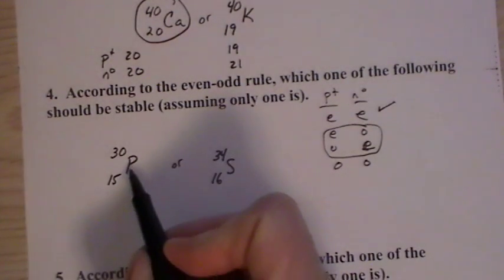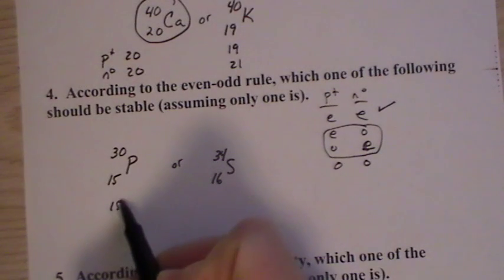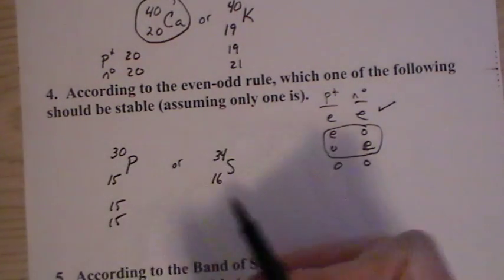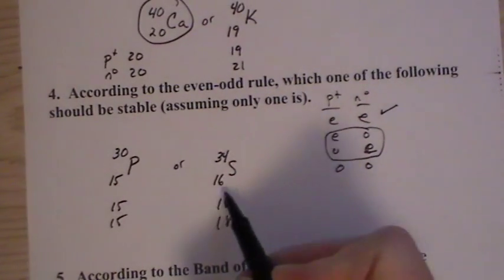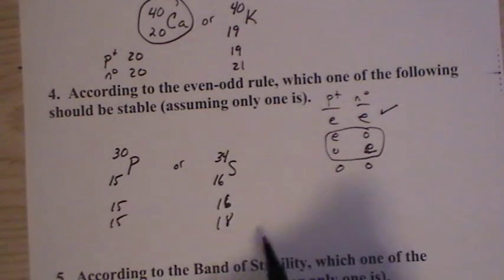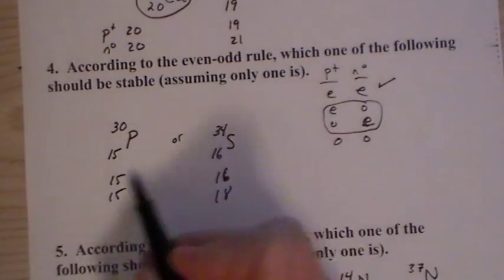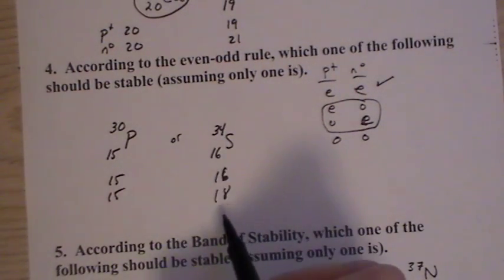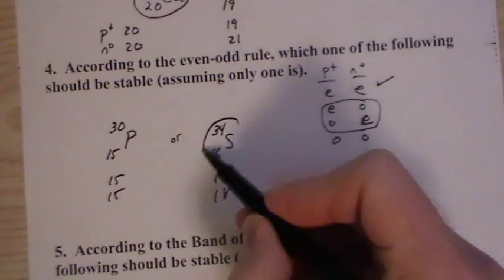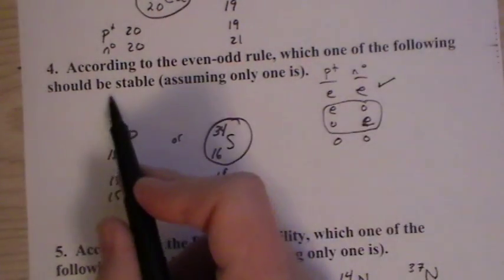So let's look here. We have phosphorus with 15 and 15, both odd, and 16 and 18, both even. No magic numbers here, and that's how I'll generally do it on the exam. So you can't look at magic numbers. This is really all the even-odd rule. So this would be the most stable.